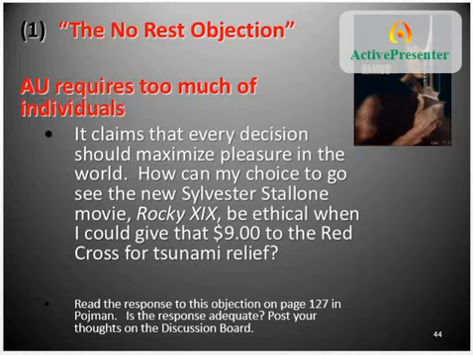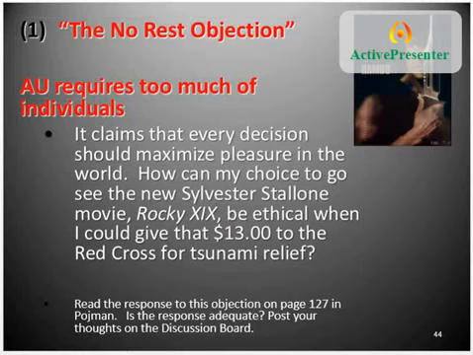Utilitarianism says that every decision should maximize pleasure and minimize pain in the world. Now, how can my choice to go see the new Sylvester Stallone movie, Rocky 19, how can this decision to go to a dinner and a movie be ethical when I could give that, what are movies now? They're not even $9 anymore. $13 to the Red Cross for tsunami relief or whatever. So, on Utilitarianism, every dollar spent becomes an ethical decision.